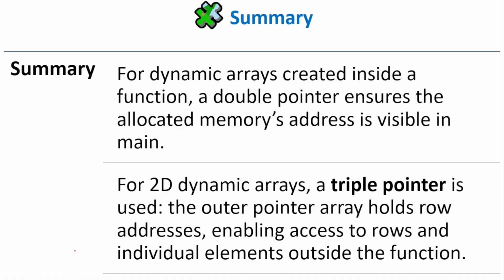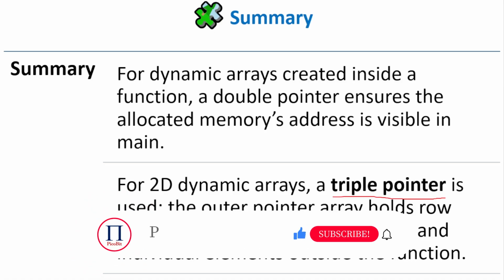Summary: for dynamic arrays created inside the function, a double pointer ensures the allocated memory's address is visible in main. For two-dimensional arrays, a triple pointer is used. The outer pointer array holds row addresses, enabling access to rows and individual elements outside the function.